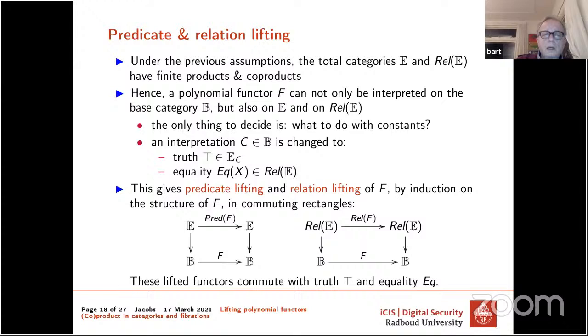And these lifted functors, they actually commute with truth and with equality. So predicate lifting preserves truth, and relation lifting preserves equality. That's a very basic property which almost follows by the definition. You have to do a little bit of work for that. Good.